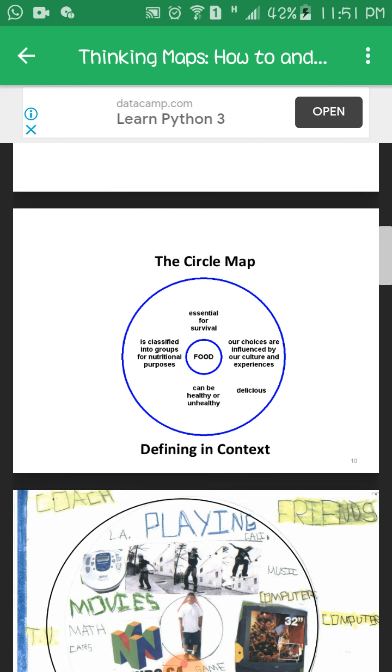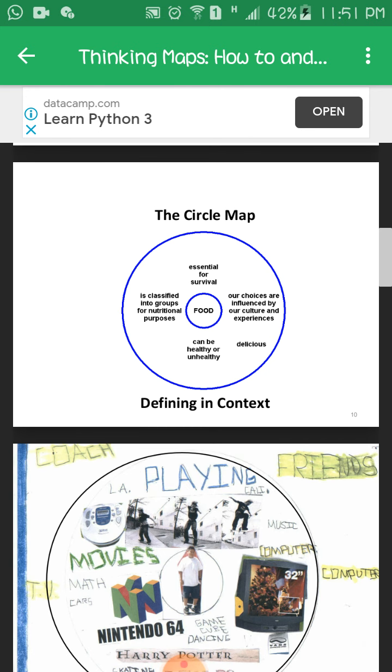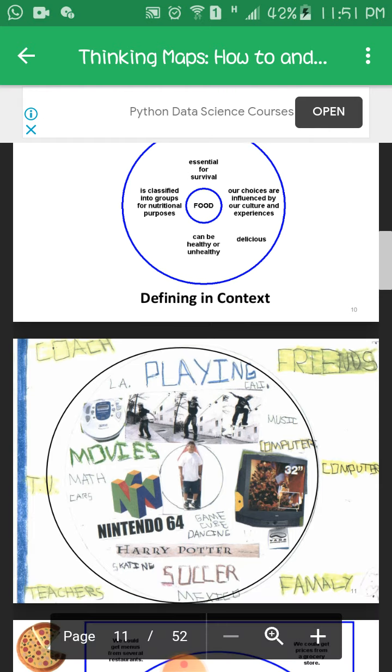Food. Defining in context. Food can be healthy or unhealthy. Our choices are influenced by our culture and experiences. Delicious. Food is classified into groups for nutritional purposes. Food is essential for survival. So we can just do presentation in paper in this way.